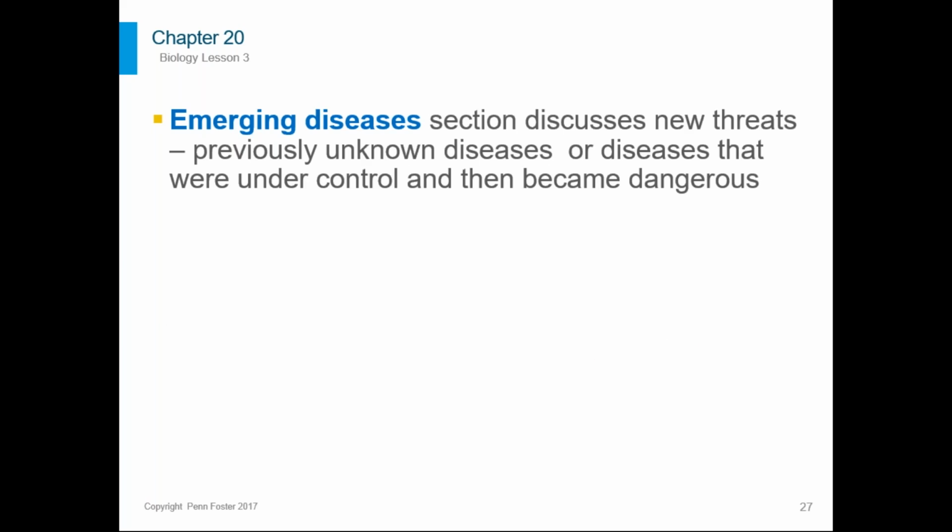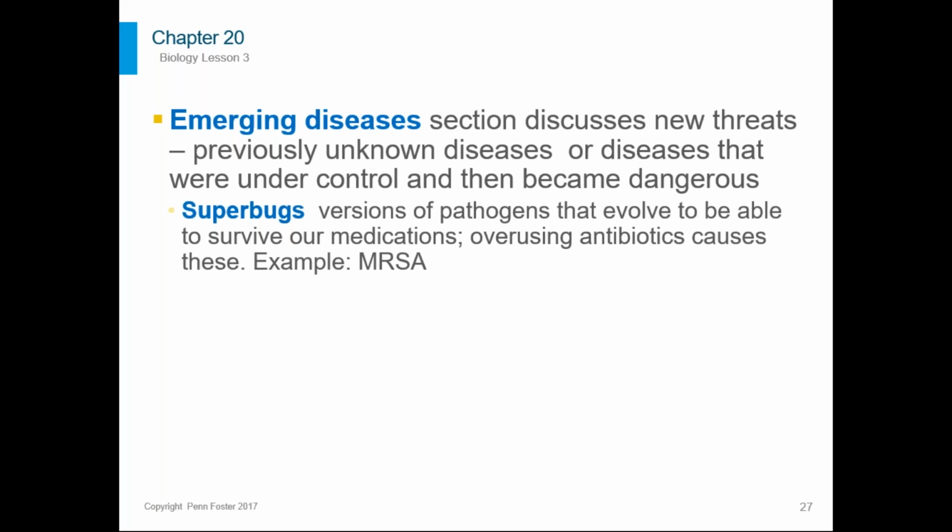And the chapter ends with the emerging diseases section. So emerging diseases are new threats, either previously unknown diseases that have appeared in a population, or diseases that were under control and then they change to become more dangerous. Those are both types of emerging diseases. So they talk about three different kinds. Superbugs are versions of pathogens that have evolved to be able to survive our medications.